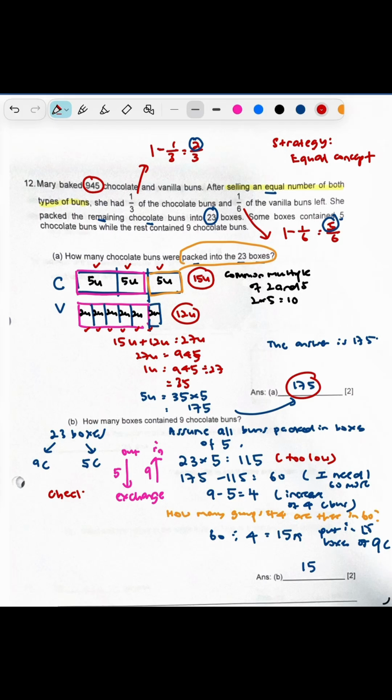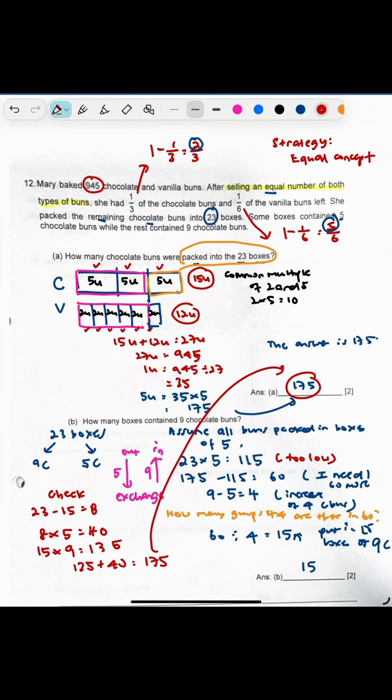We can do a check. If 23 boxes minus 15, I will get 8. Let us say 8 times 5 is 40. Then if I take 15 times 9, I will get 135. So when I do a check, really my total is really 175. So I'm quite sure that the answer is 15.